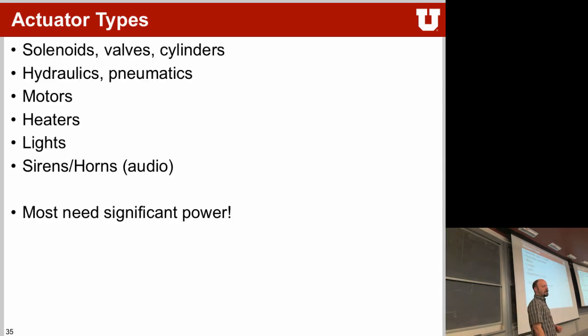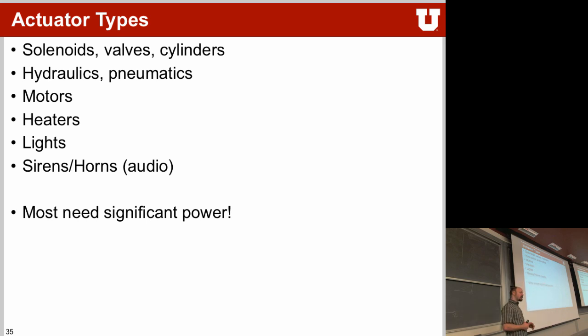Okay, then let's talk about actuators. Actuators are things that move something around in the physical world, or disconnect or connect something. So for example, we can have solenoids, valves, or cylinders, hydraulic or pneumatic actuators. There are, of course, motors. You can heat something. There's light, sirens, horns.